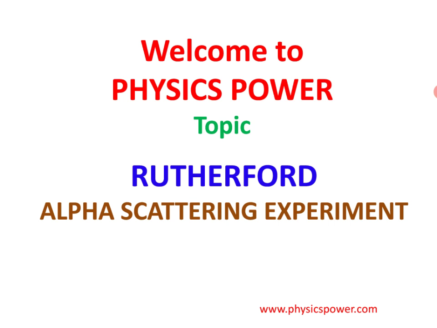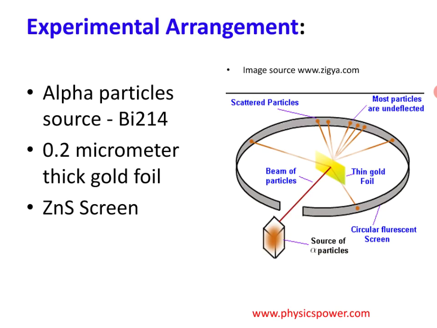Now I am going to explain about Rutherford alpha scattering experiment. Let us see the experimental arrangement. Before going to the experimental arrangement, you should know why he got this idea to design like this. Before his experimental setup, he had some details about J.J.